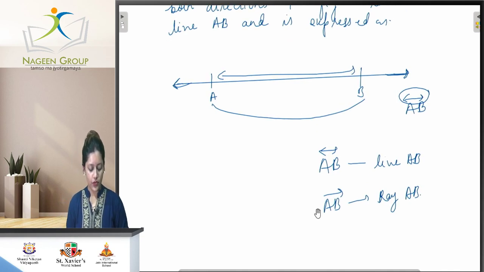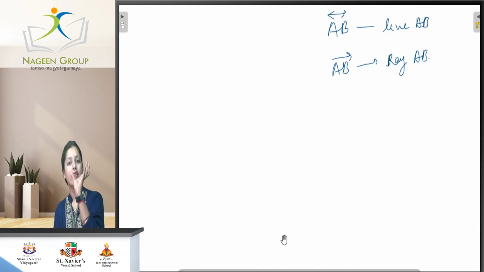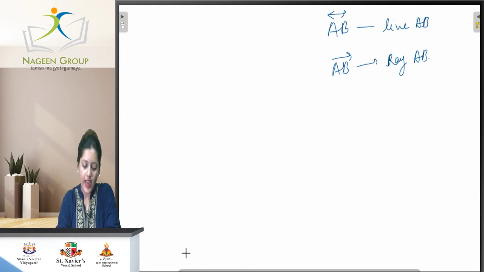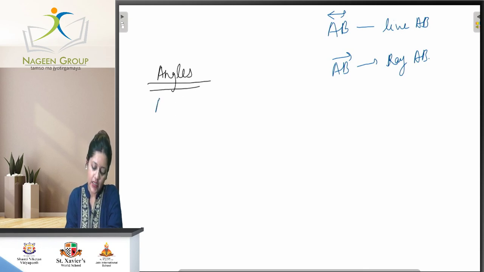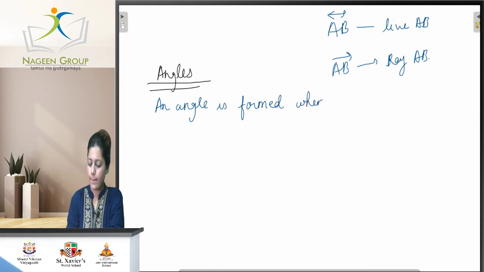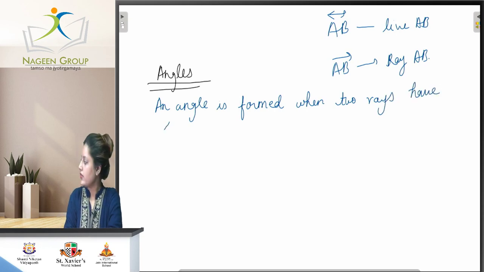Now, next one is what is an angle. This is only an introduction class. We are only introducing what is a line and what is an angle. So, what is an angle? Let us see the definition. An angle is formed when two rays have the same end point.